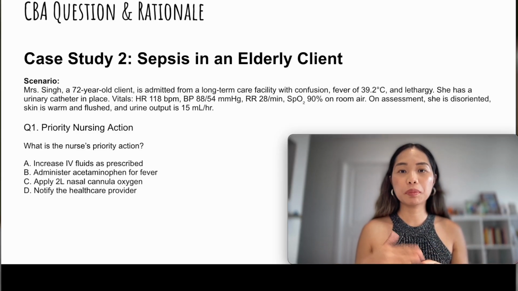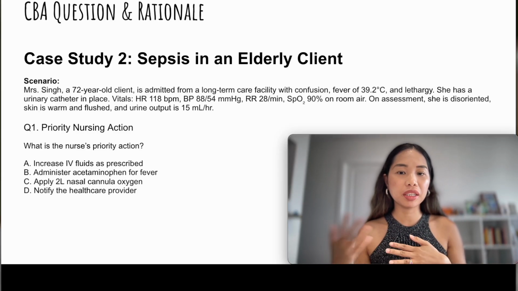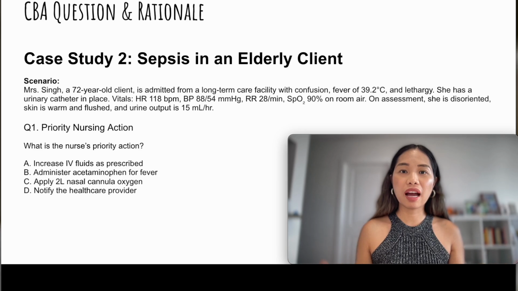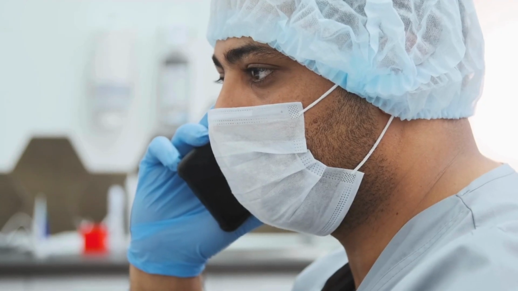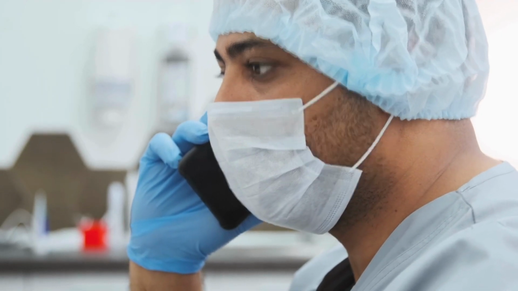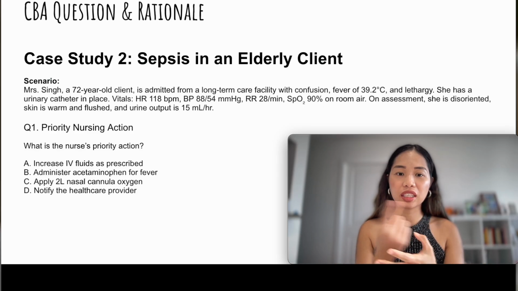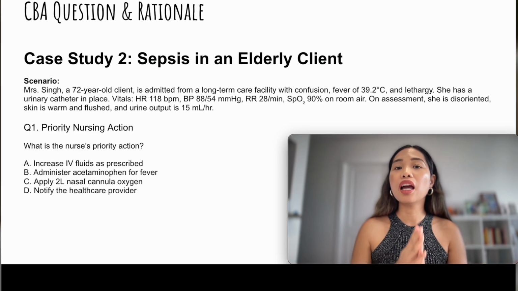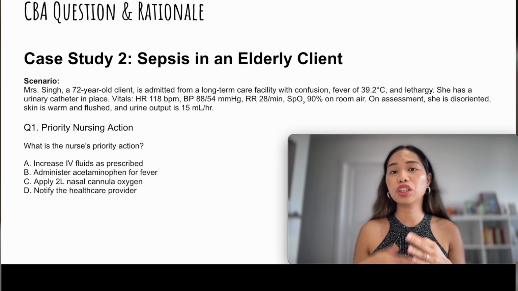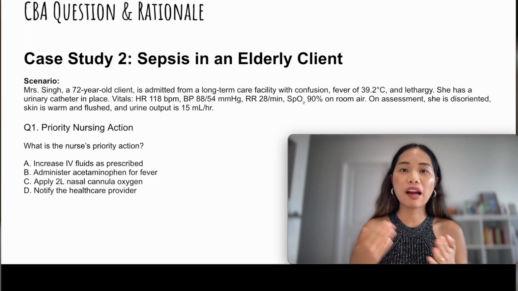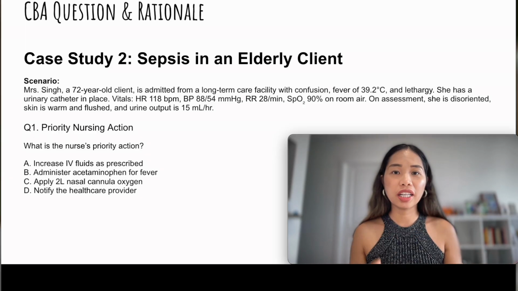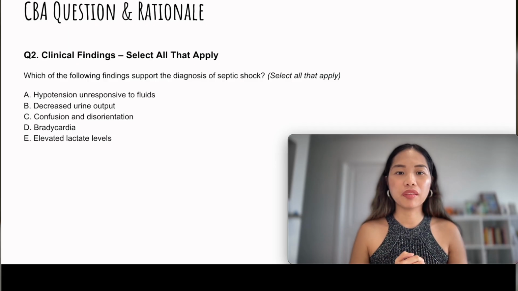When medication is part of your options as your ABCD, assume that you already have an order, so you don't have to call the doctor to get an order because it's already prescribed, right? It says "as prescribed" already. So you can call the doctor after you've given that medication, after you have provided intervention. All right, let's go to the next question.